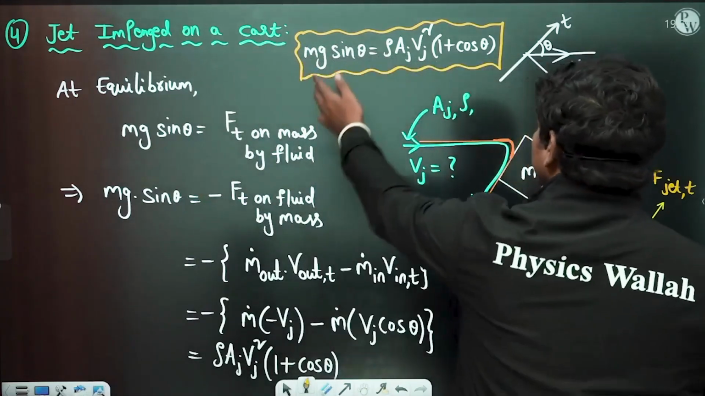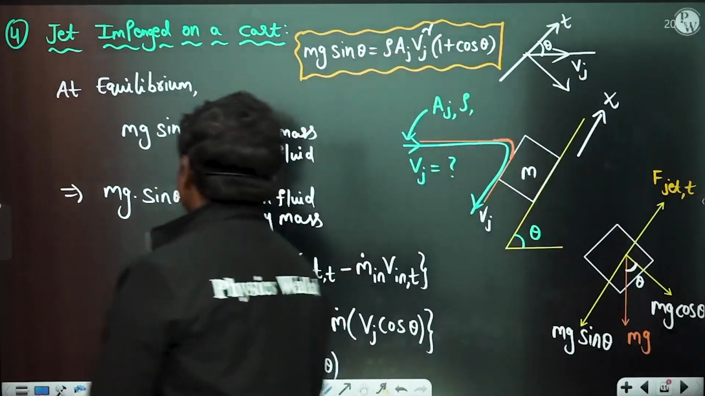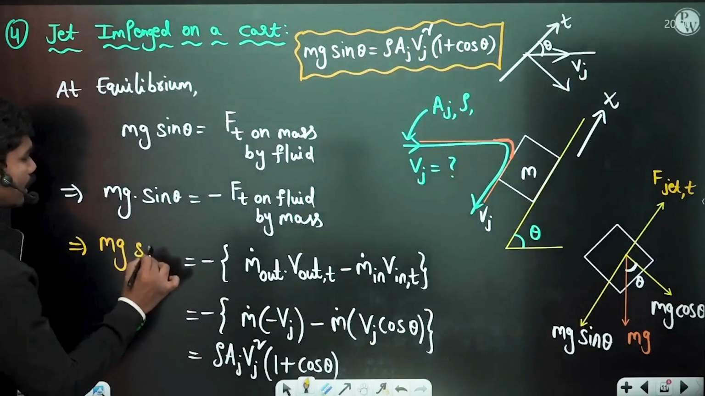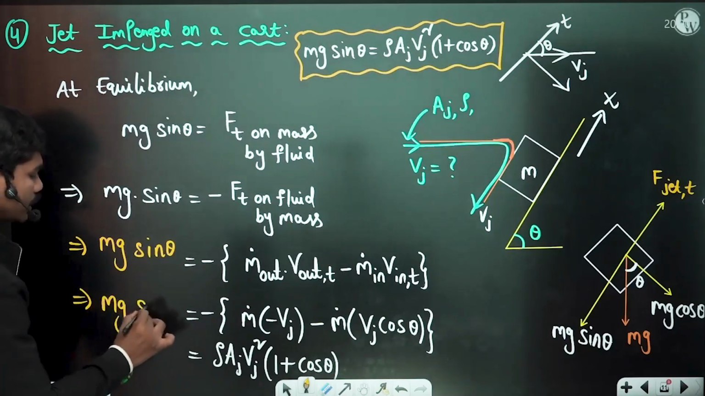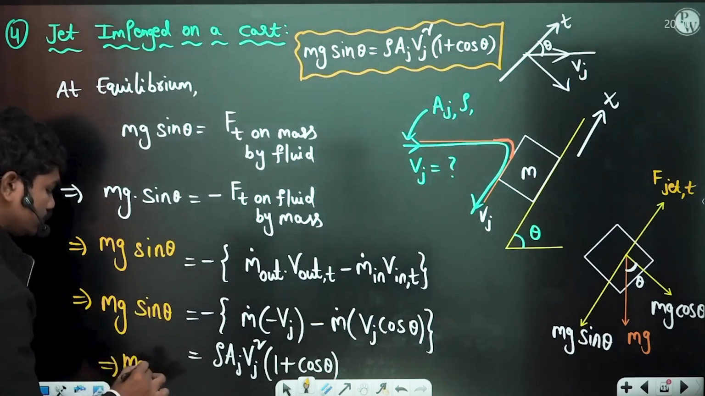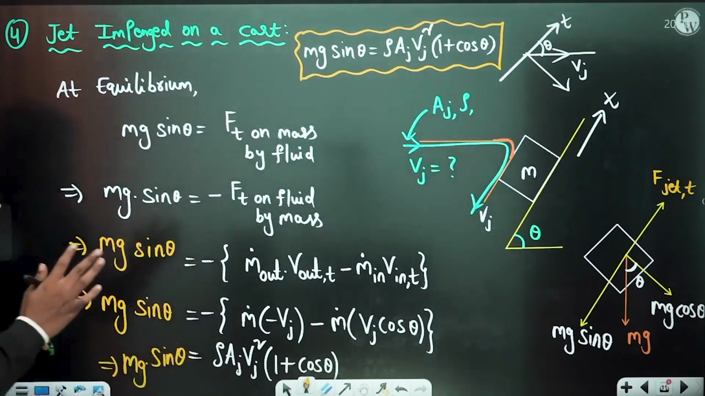So this is the governing equation in this case. This is how we get this. Okay, so this implies, if you want, you can continue this term all over to all the steps. mg sin theta is equal to that.